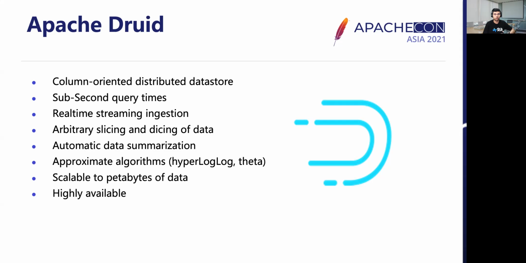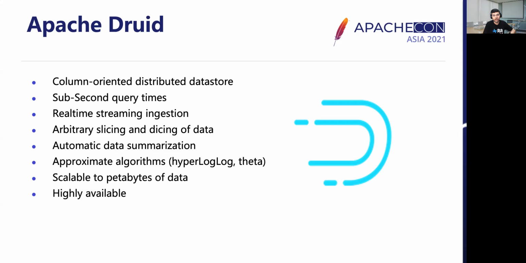It helps in reducing the data footprint when we are storing the data, because these hyperloglog objects are much smaller than storing the raw events. Also, it helps with the performance. Finally, Apache Druid is scalable and well tested in production to petabytes of data.